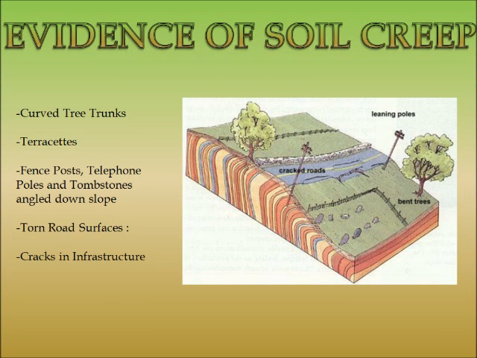Evidence of soil creep. The downward movement of soil down a low-grade slope is a very slow process that causes significant damage because it is a widespread phenomenon that is likely to be occurring to some extent on all soil-covered slopes. It cannot be seen with the naked eye, and therefore we rely on observations of the effects of creep to see where it's occurring. These include curved tree trunks, terraces, fence posts, telephone poles, and tombstones angled down slope, torn road surfaces, and cracks in walls and buildings of infrastructure.